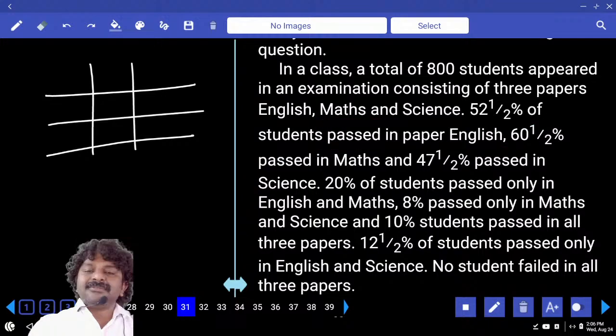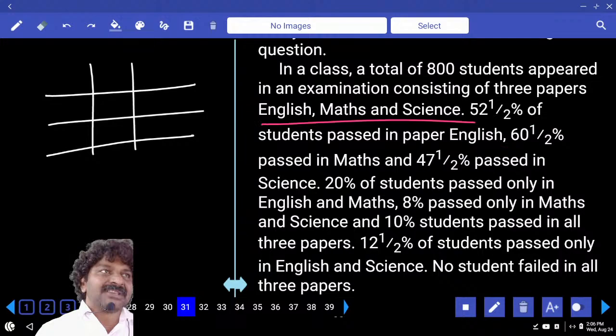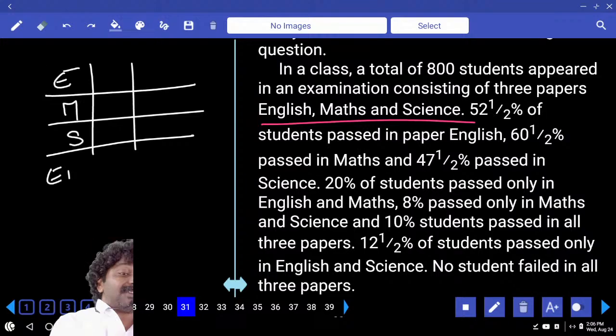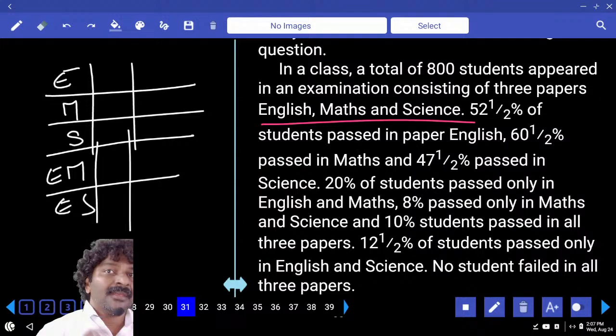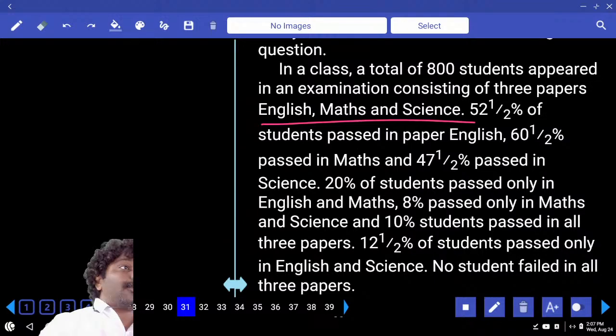Suppose we have 3 subjects, English, Math, Science. If your information says only English, only Maths, only Science, English and Maths, English and Science like this, then use a table. Are you getting my point? If your information says the total number of students who are preparing or appear for the English exam, English in the sense that it is about the total, right? So in that case you need to use a Venn diagram.